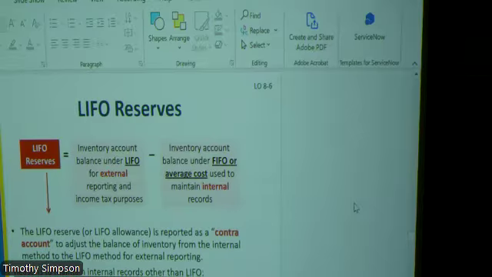LIFO reserves are essentially the difference between the value of inventory that would be priced at FIFO or average cost, whatever the case might be, and LIFO. Okay, so that's what LIFO reserve is. It's simply a contra asset. So we put inventory in the books as a debit balance, and we have a credit balance account called a contra asset. It's called LIFO reserve, and it's called a lot of different things.